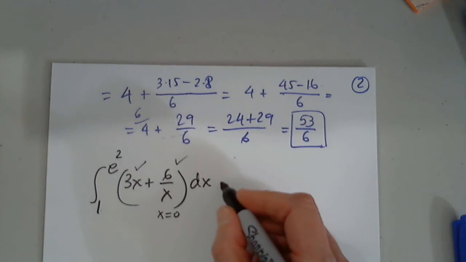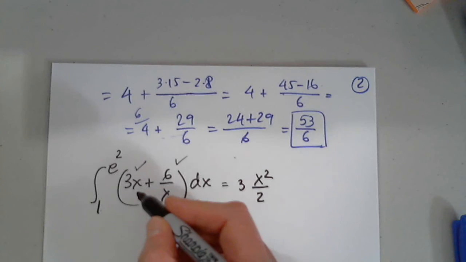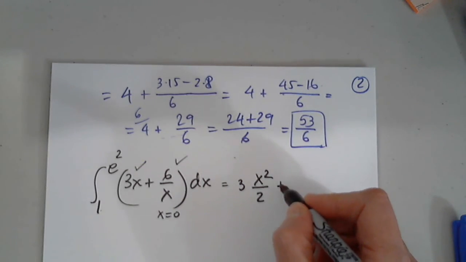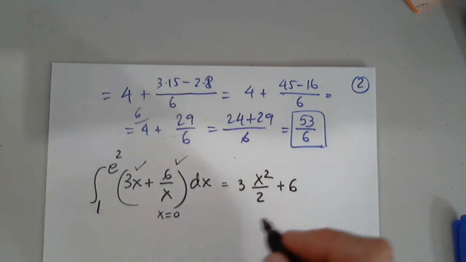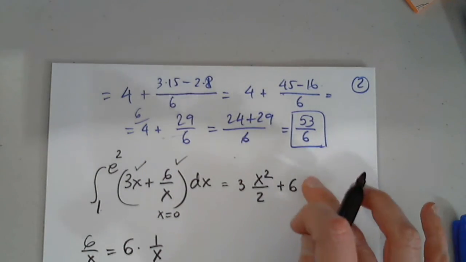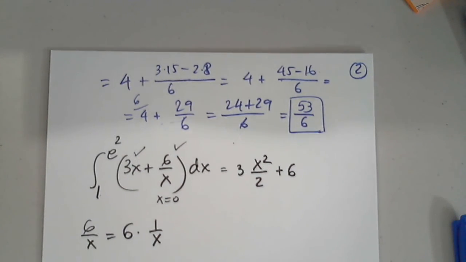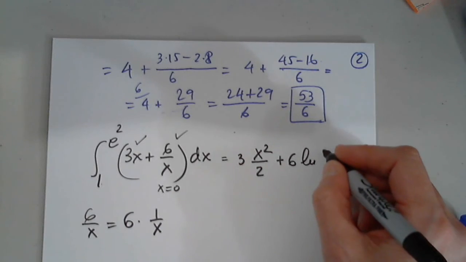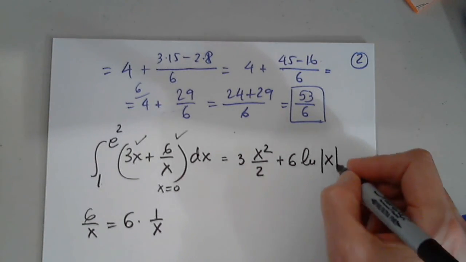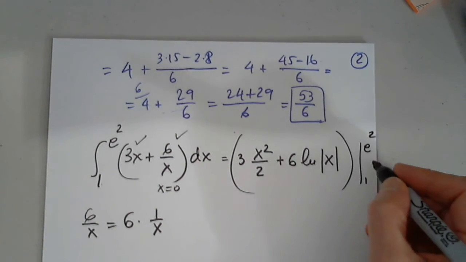Then, first thing is, I know it's 3x squared over 2. Why? Because when I differentiate this, I get x. The next one should be 6 over x. 6 over x should always be considered like this. And anyone remembers what function we differentiate to get 1 over x? Is it the absolute value of ln x? Yes, the natural log of the absolute value. Awesome. Okay, perfect. And this is from 1 to e squared.